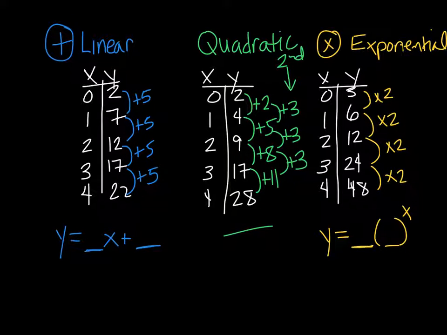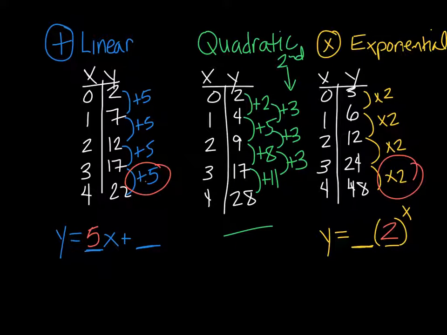Okay, so now what are those? Your number with the x is always going to be your looped number. It doesn't matter if you're talking linear or exponential. Your number with the x is always going to be your looped number. So that number right there is 5. Over here, it's 2. So I put a 2 there with the x. So again, that is going to be with the x, the looped number with the x.